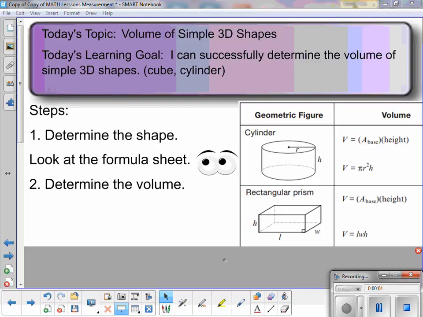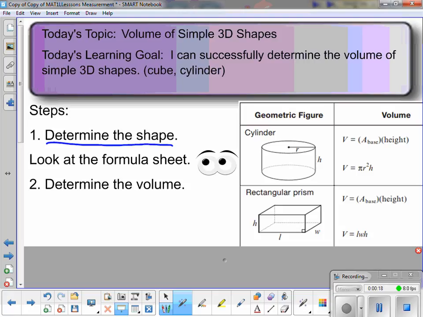Right, so continuing, today what we're looking at is volume. Volume is how much a 3D shape will hold. So how much a bottle would hold, how much a box would hold inside it. What you can see, again, I've done steps, so determine the shape.